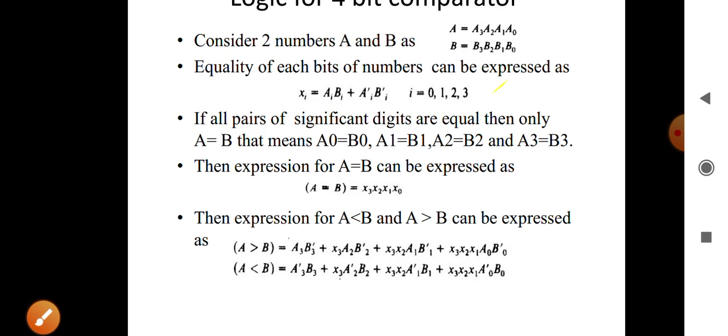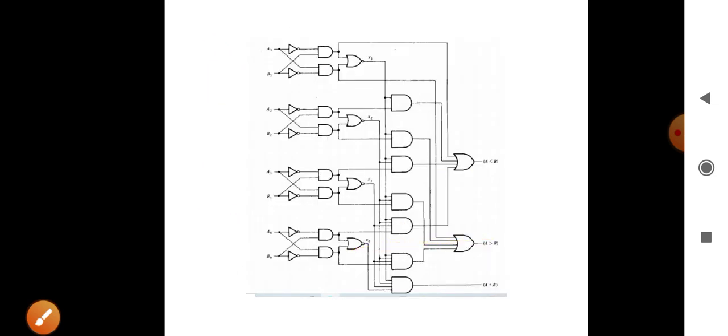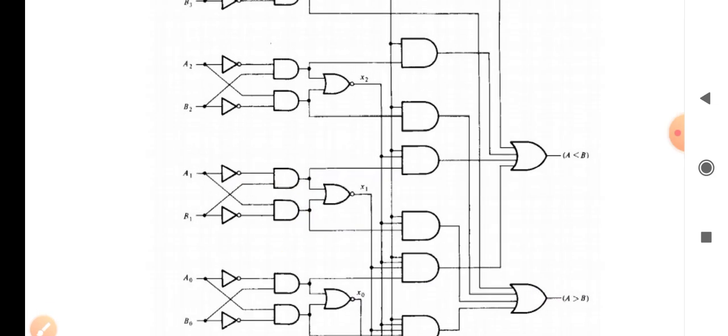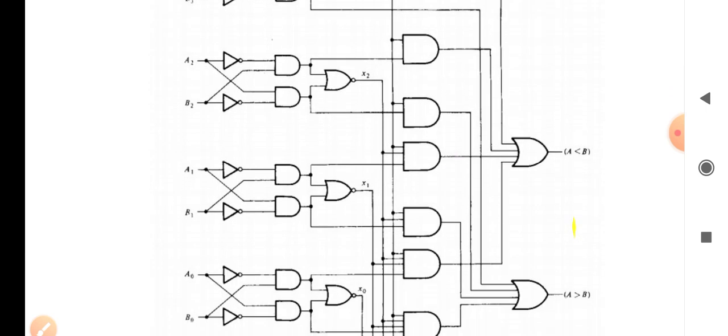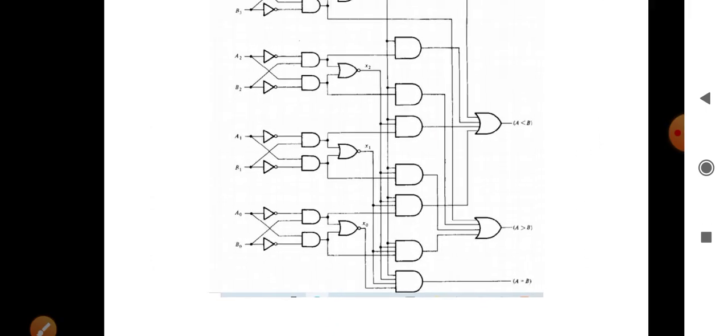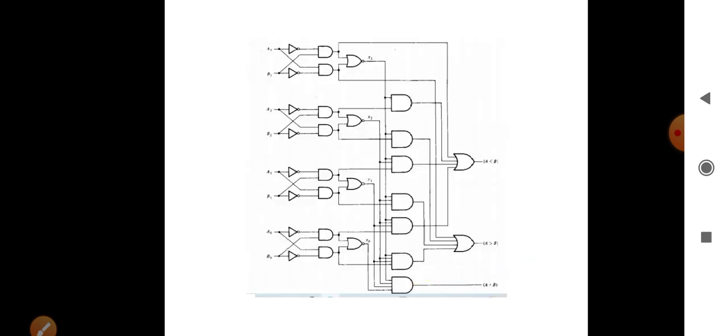Okay, so this is the logic for the 4-bit comparator. The same thing we can express and draw in this form. I hope you understood. So if you have any doubt, please ask.